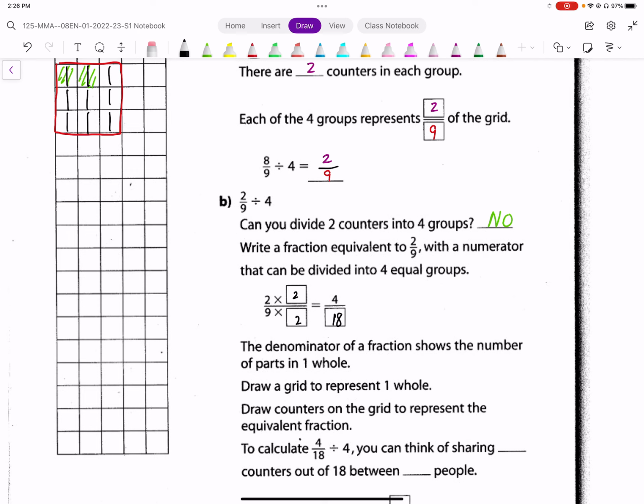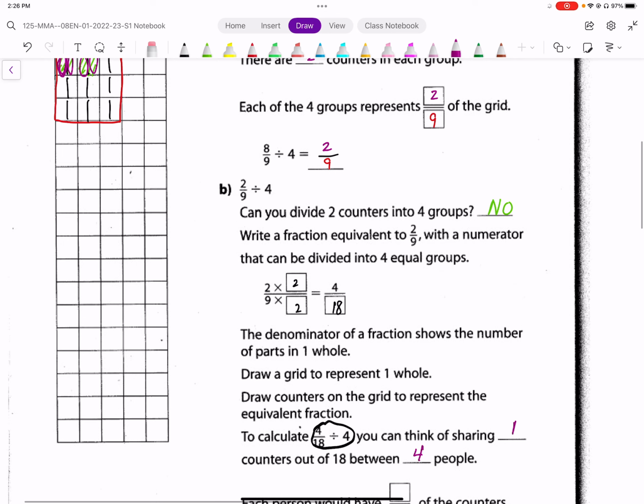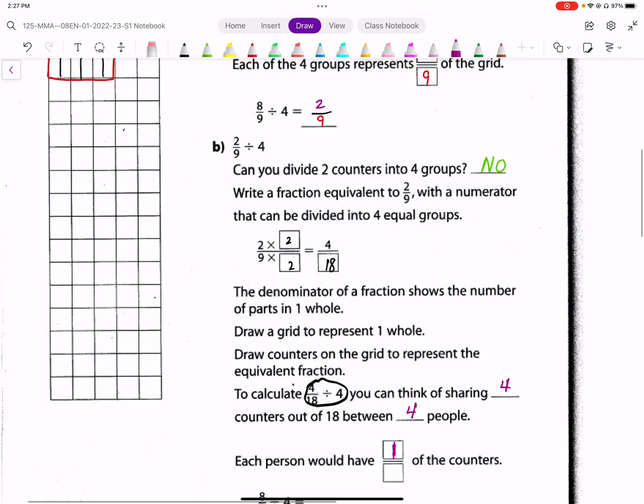So if I do 4 over 18 divided by 4, really this is 4 divided by 4. And what I'm going to end up with is this one part here. So that's the 4 parts divided by 4 gives me that one part. Okay, these are divided into 4 parts. So think of sharing 4 counters between 4 people, and each of those people is going to have one counter.